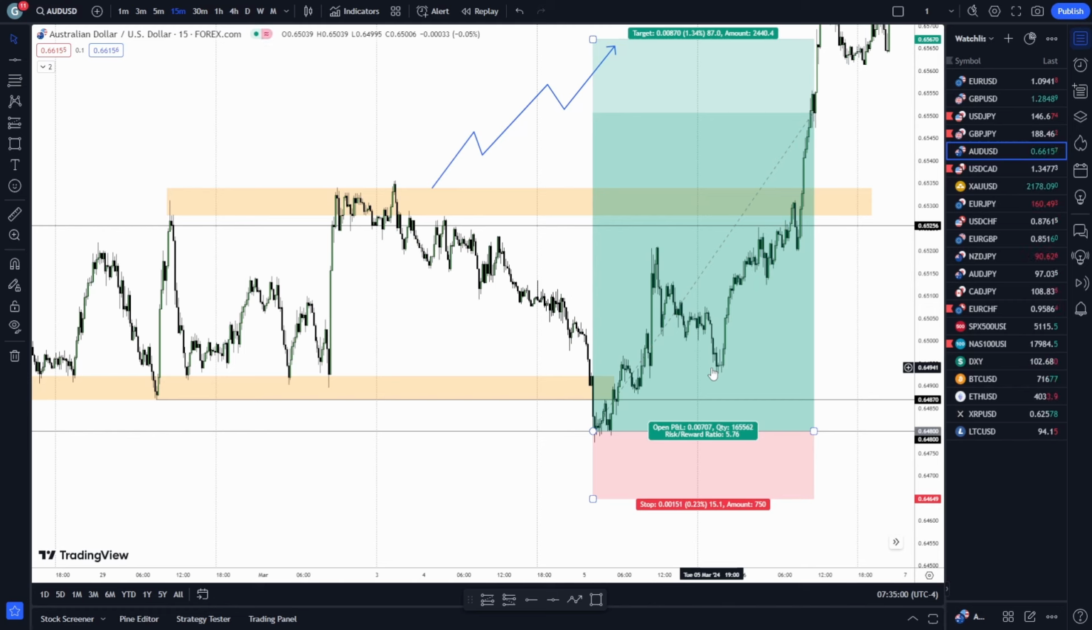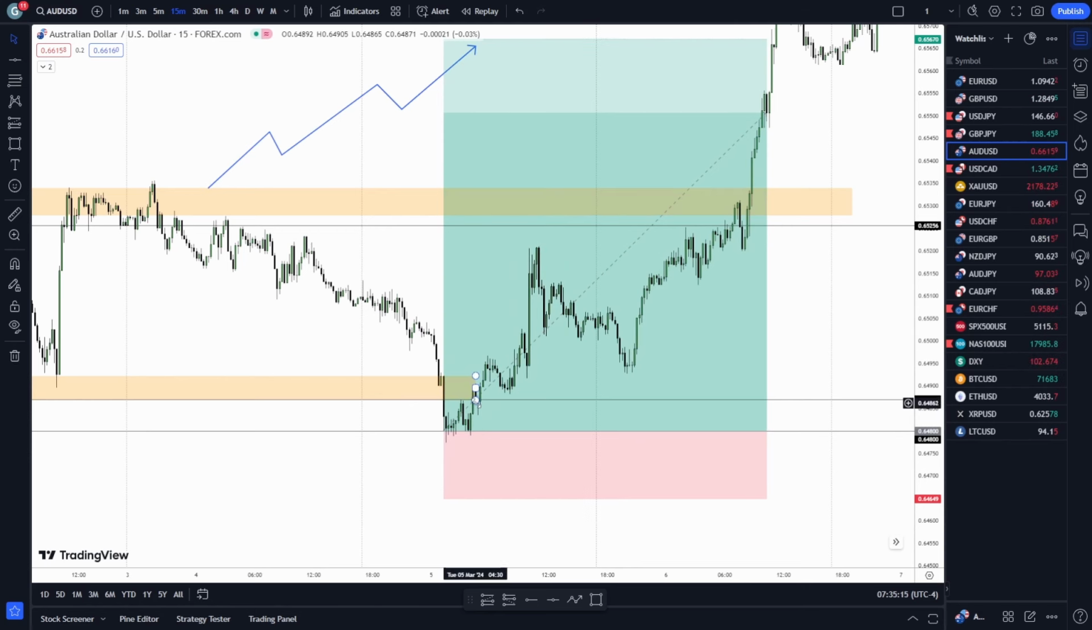I'm not looking for any fair value gap, I'm not looking for any order block, or breaker pattern, which you can do. If you want more confirmation, you can look for that. Like over here you can see that there was a fair value gap, and you could have got an entry right over here. But I don't do that, because in that case the strike rate of hitting take profit is very low.